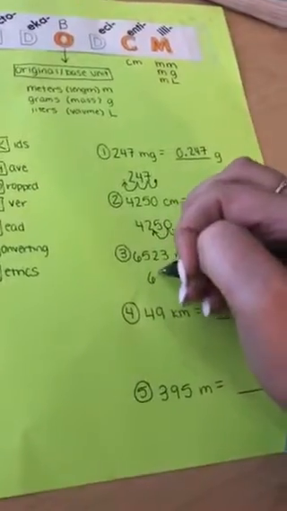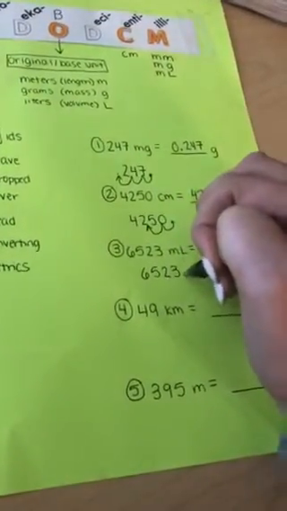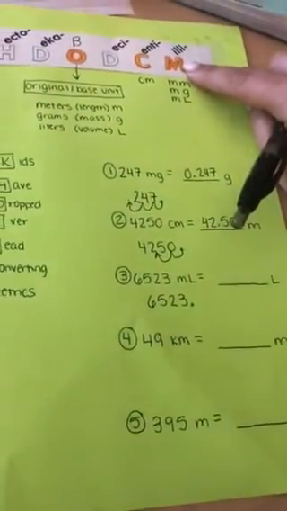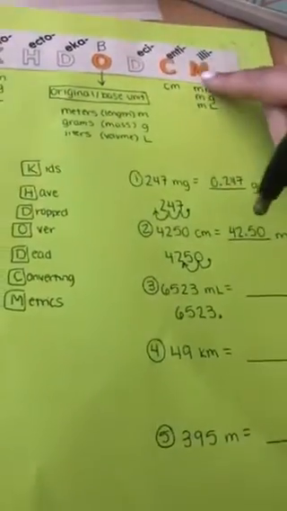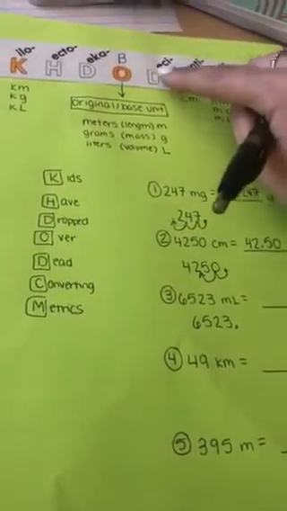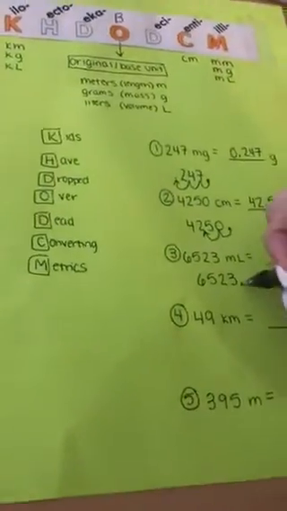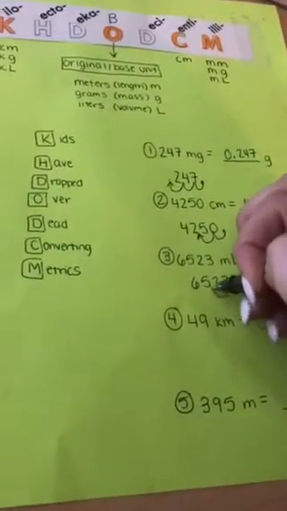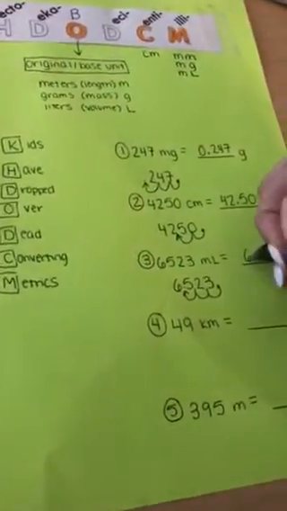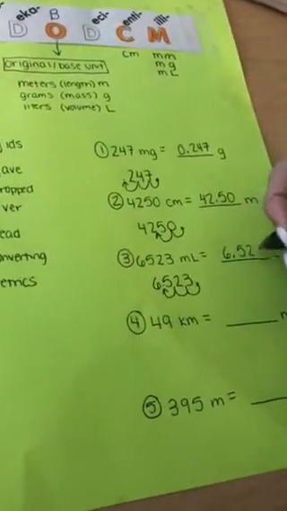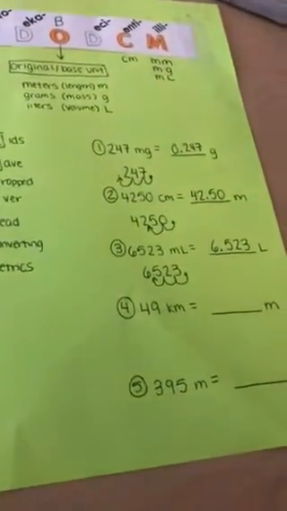In the third example, we have 6,523 milliliters that we are going to change into liters. So again, my finger is moving 1, 2, 3 times to the left. My decimal is going to move 1, 2, 3 times to the left. So I get 6 and 523 thousandths liters.